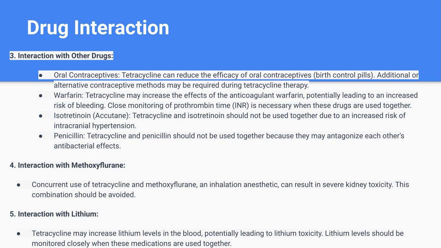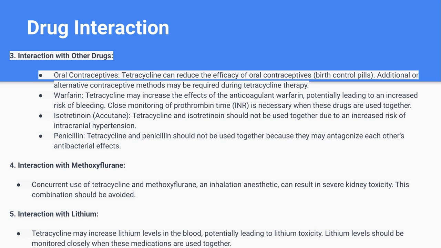Then comes up methoxyflurane. What is methoxyflurane? Methoxyflurane is an inhalation anesthetic. Now, if you are using methoxyflurane on somebody and you are still using tetracycline, then once again it will be nephrotoxic. So this combination can lead to nephrotoxicity and should be avoided.